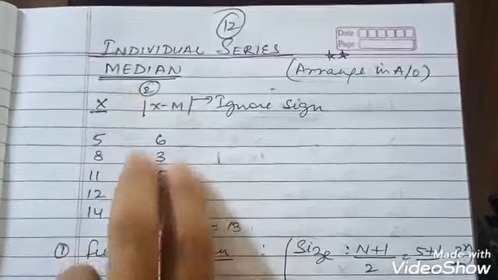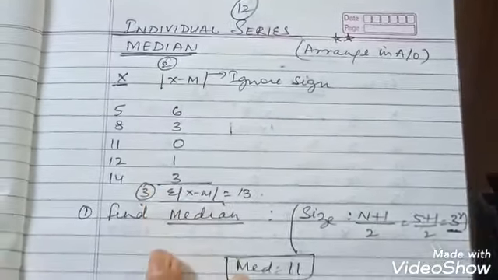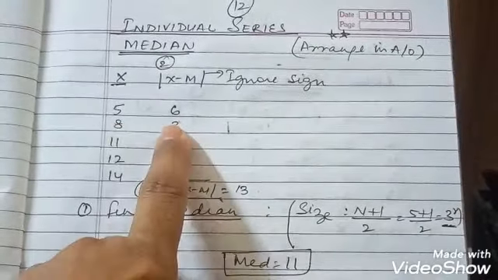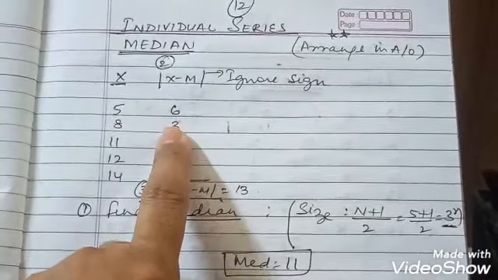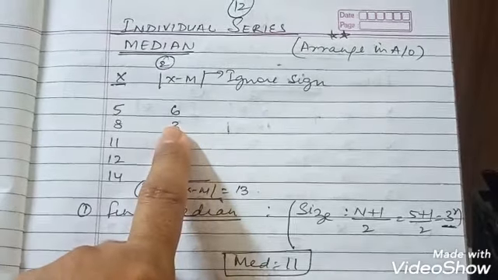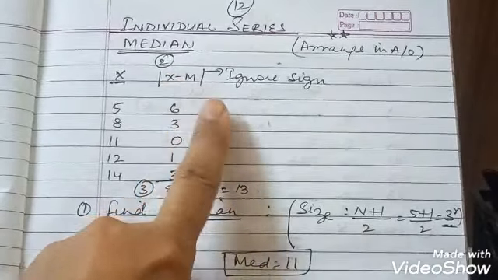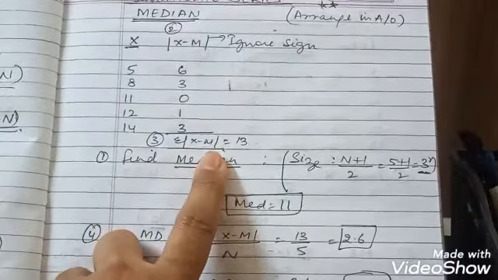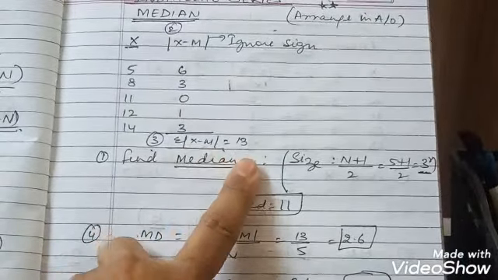Modulus means you will ignore the sign. So x minus m, your median is 11, your x is 5. 5 minus 11, it's actually minus 6. But what are we taking here? Only 6. Why are we taking only 6? Because it is a modulus. So then the third step is summation of x minus m modulus, 13.